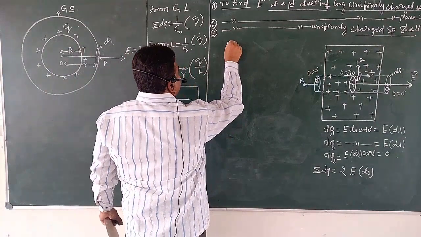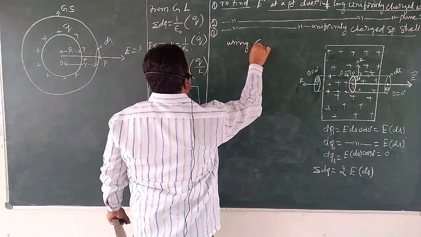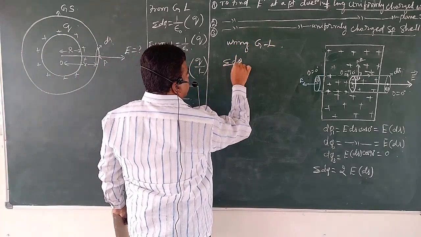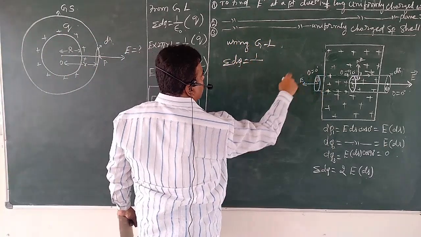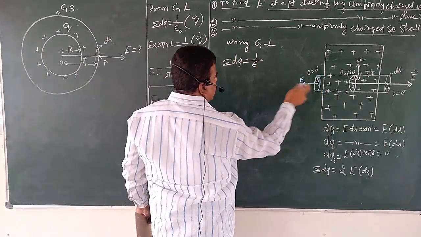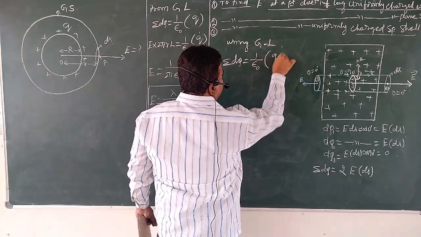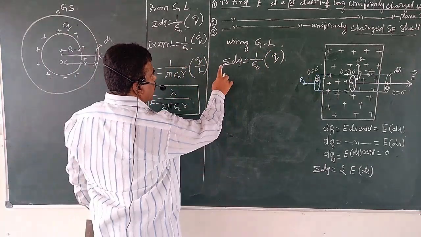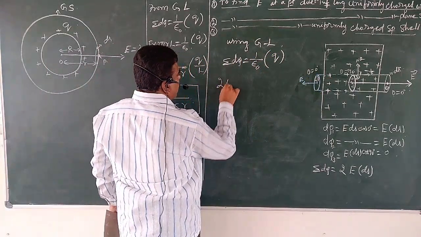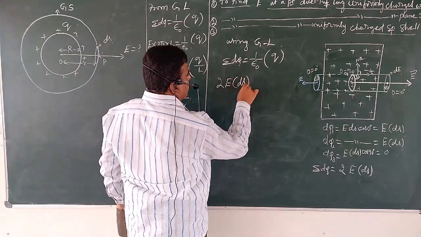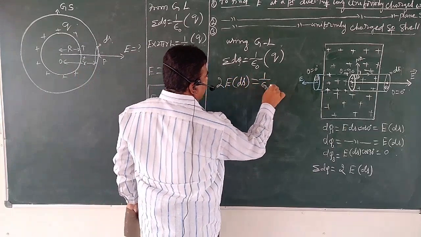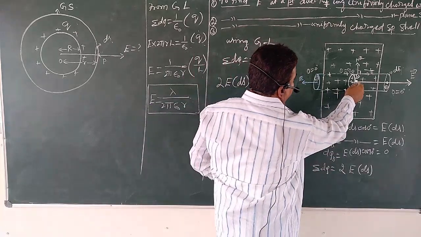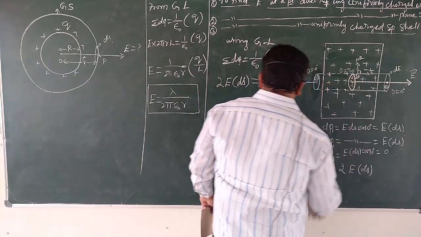Using Gauss law, what does it state? The total electric flux through the Gaussian surface, that is the Gaussian cylinder, is 1 by epsilon times the charge enclosed. Summation E·dS, which is 2E into dS, equals 1 by epsilon times the charge enclosed. This is the charge enclosed.